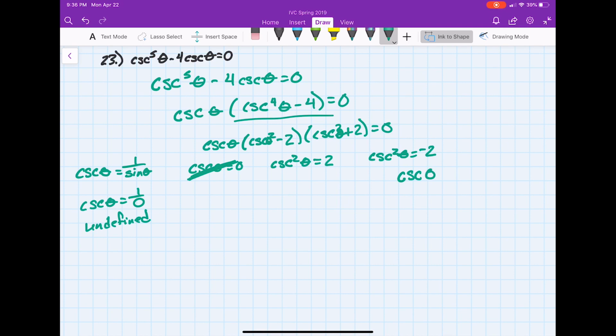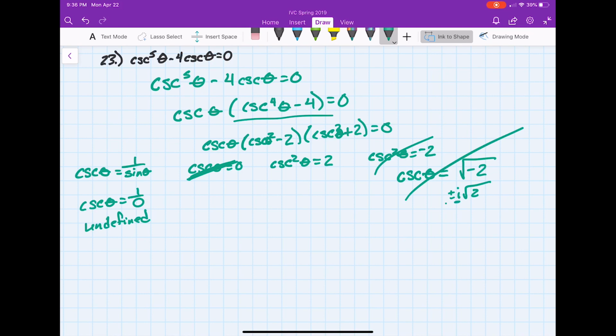And then cosecant theta would reduce to the square root of negative 2. Well, this is going to give us an imaginary number, plus or minus an imaginary number. So that's not a real number either. So this is out. So really, what we have to deal with is cosecant squared theta.